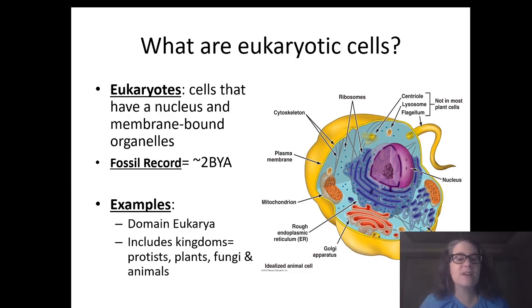We see the first fossilized eukaryotic cells in our fossil record at about 2 billion years ago. And so this is why we believe, and also because of the membrane-bound compartments, that the chemical structure and the fossil record tell us that this cell type arrived second on planet Earth. This includes our third domain of life, domain Eukarya. This is probably the domain that you know. It includes protists, plants, fungus, and animals.